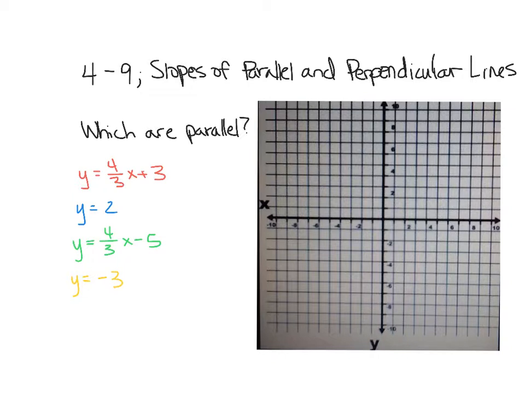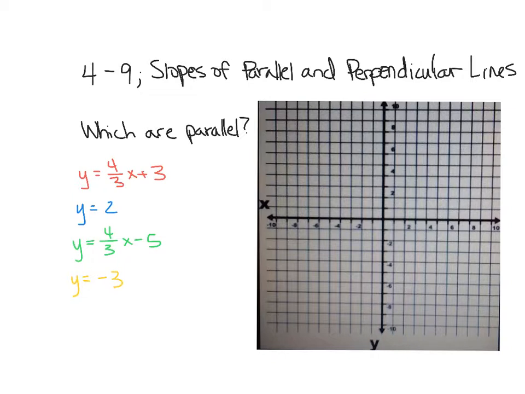And that perpendicular lines do intersect at a 90-degree angle. Anyways, the first thing we got is these four equations. And we are trying to tell which of these are parallel, if any are parallel at all.